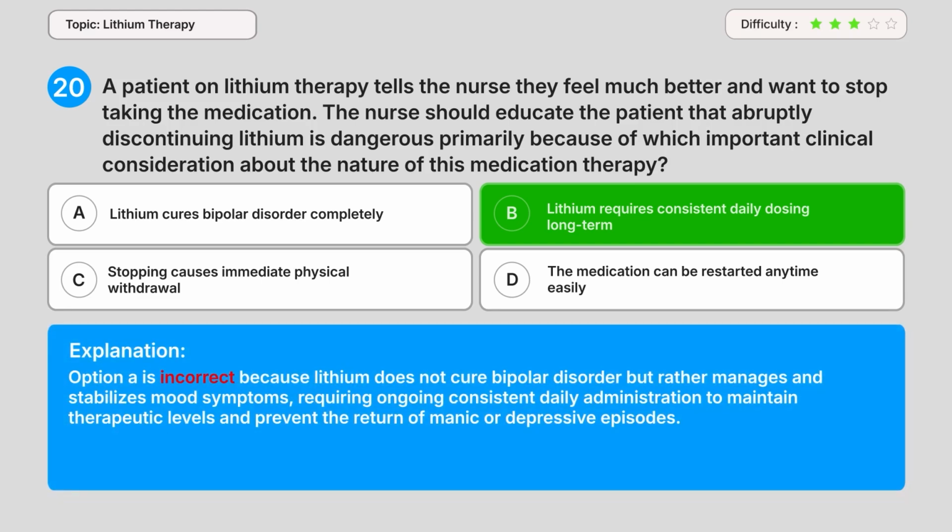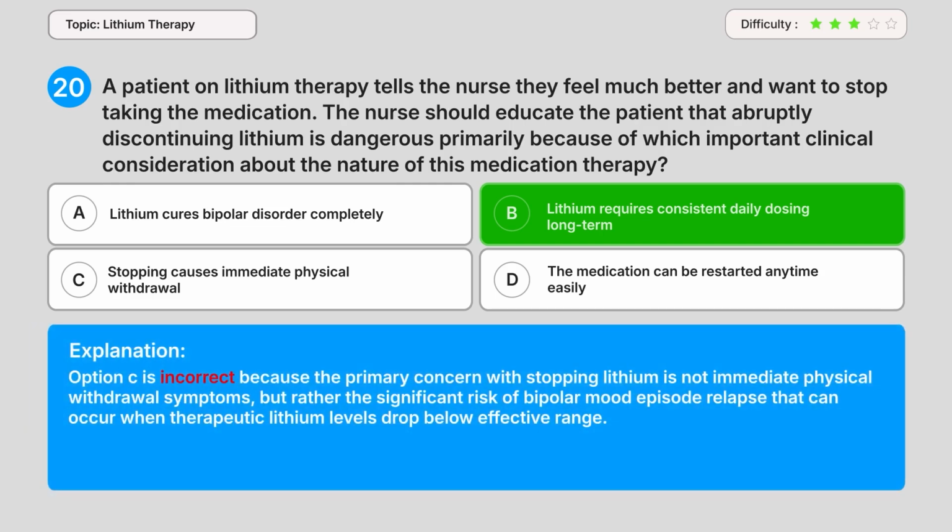Option A is incorrect because lithium does not cure bipolar disorder, but rather manages and stabilizes mood symptoms, requiring ongoing consistent daily administration to maintain therapeutic levels and prevent the return of manic or depressive episodes.